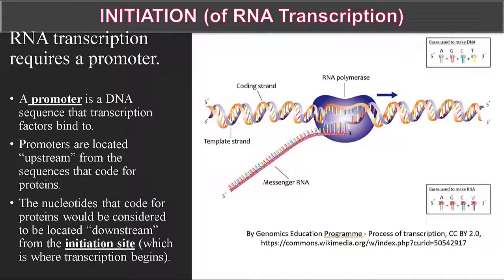RNA transcription requires a promoter. A promoter is a DNA sequence that transcription factors bind to. Promoters are located upstream from the sequence that codes for proteins. The nucleotides that code for proteins would be considered to be located downstream from the initiation site. The initiation site is where transcription begins.